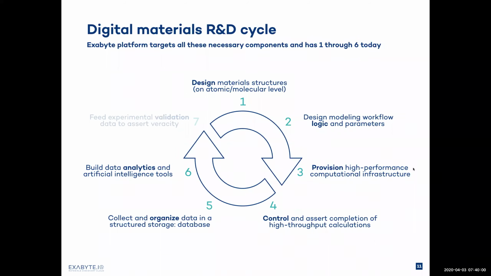When we think about the digital materials R&D cycle specifically, we can identify at least 7 different components. And today the Exabyte platform supports 6 of them. That includes the design of material structures, design of modeling workflows, the logic that goes into it, provisioning high-performance computing infrastructure, controlling and asserting the completion of these calculations, collecting and organizing data in a structured database, and building data analytics onto artificial intelligence tools. The 7th component to feed experimental validation is what we're working on, and it's going to be added in the future.